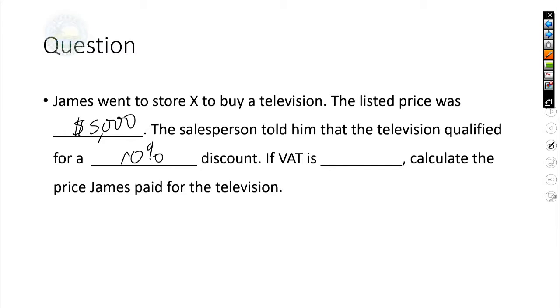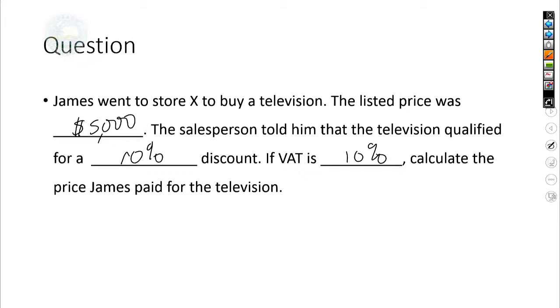The salesperson told him that the television qualified for a 10% discount. So you feel nice. You see, $5,000 it costs, but the man comes and says, hey, if you come and buy it now, I'll give you 10% off. So you start to feel nice, right? But let's say the VAT in this particular place is 10%. So you get a 10% discount, but the VAT is 10%.